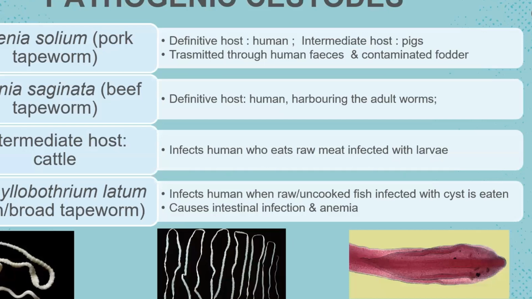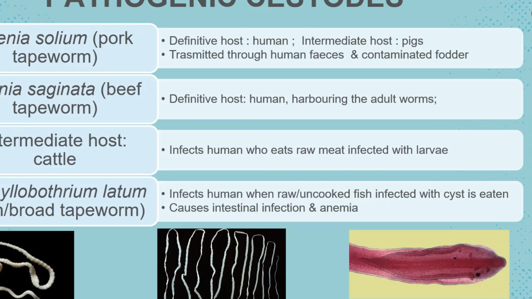Pathogenic cestode: Taenia solium, also called pork tapeworm. The definitive host is human, the intermediate host is pig, transmitted through human feces and contaminated fodder. Next, Taenia saginata, also called beef tapeworm. The definitive host is human, harboring the adult worm. The intermediate host is cattle, and it infects humans who eat raw meat infected with larvae.